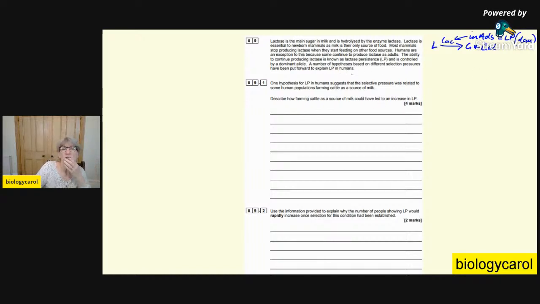Okay, selection pressures. One hypothesis suggests that the selective pressure was related to some human populations farming cattle as a source of milk. Describe how farming cattle as a source of milk could have led to an increase in lactase persistence. Well, here we're talking about evolution and natural selection, because we're talking about a change in the allele frequency. And a change in the allele frequency is the definition of evolution. Doesn't it say selective pressure? So we're talking natural selection.